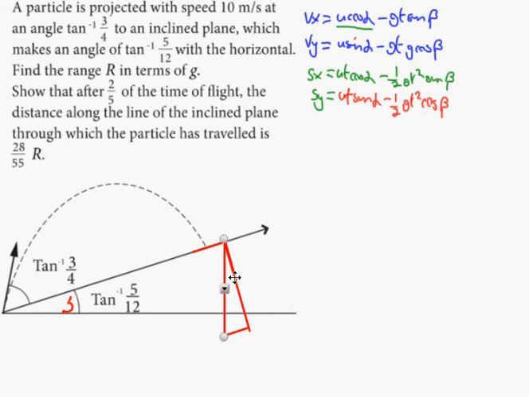So, let's find out the two angles for us, okay? So there's just two angles here.